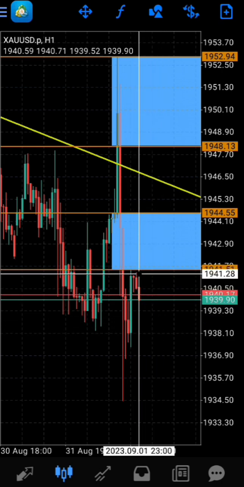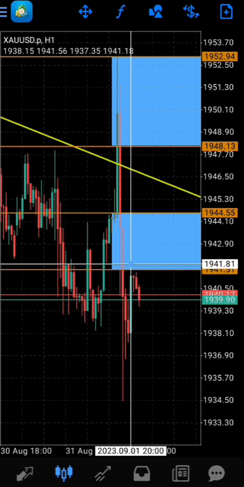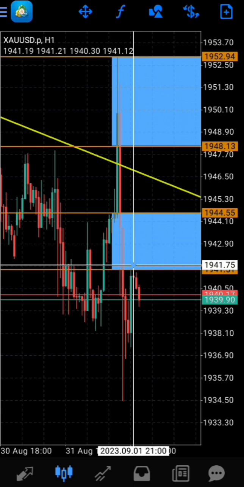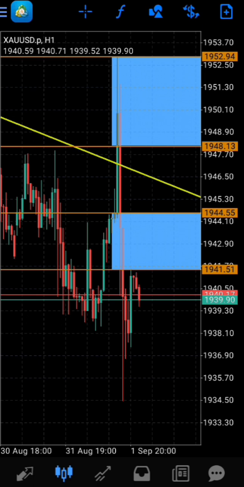Your SL should be set at the highest high here, after the confirmation, 10 to 30 pips away from the highest high. Somewhere around here will be your SL. Simple. Three things: mapping, zone, entry.